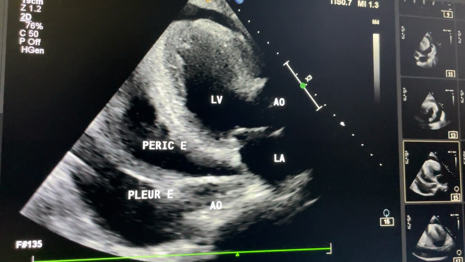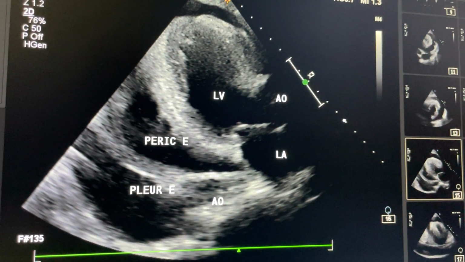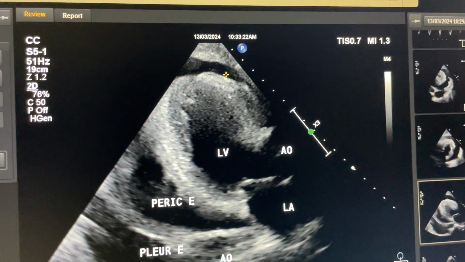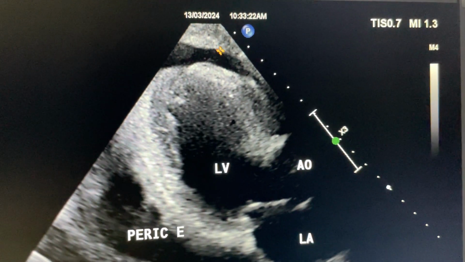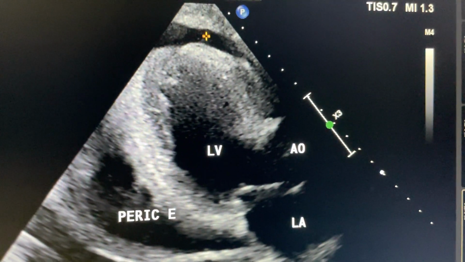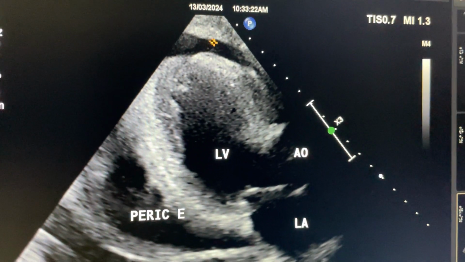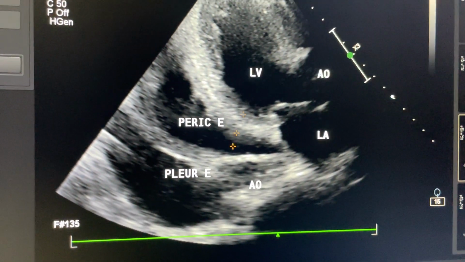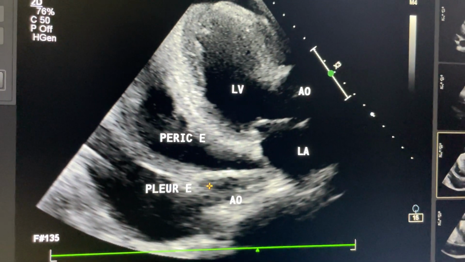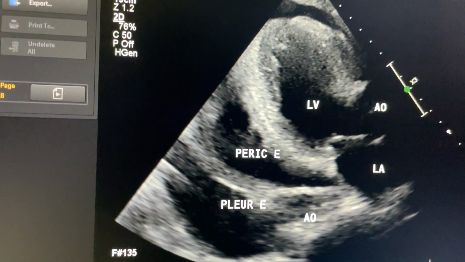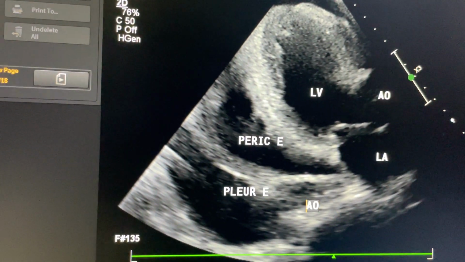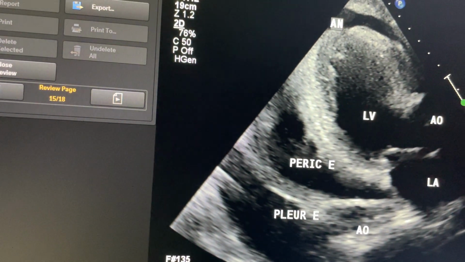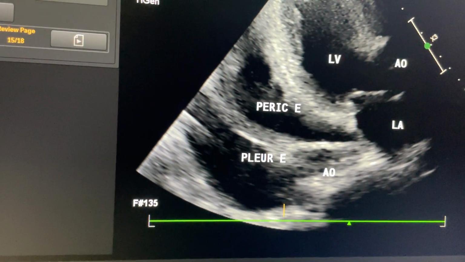The probe is placed anteriorly. So this is the most anterior part of the image. This is the most anterior part of the image. You see, this is also a pericardial effusion. This is the most anterior part of the heart, and this is the most posterior part. So this is anterior, if you just go by nomenclature. This is anterior. This is the posterior.